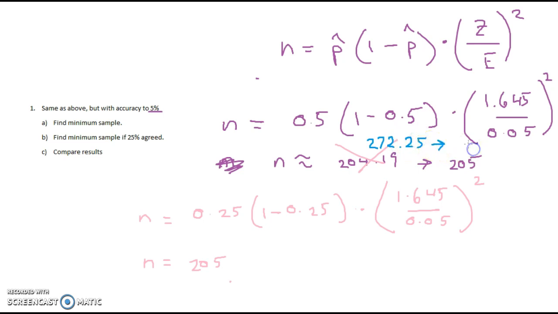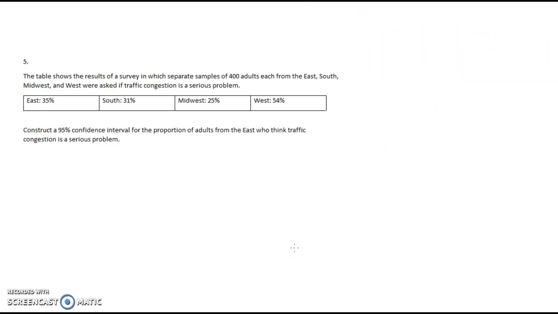So that would be equal to 273. Okay, so anyway, the point is, the minimum sample you need for part A is going to be 273 people, and the minimum sample you need for part B is going to be 205. And again, it's just plugging in numbers into that equation. Okay? Now, I think last one. Here we go. Last one.